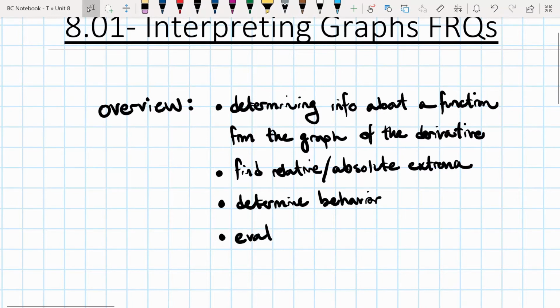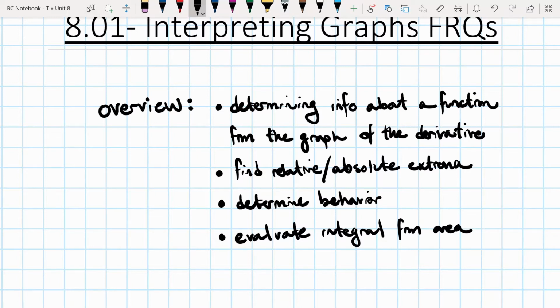Evaluate the integral from the area. So use a little bit of geometry to evaluate what the value of an integral is.